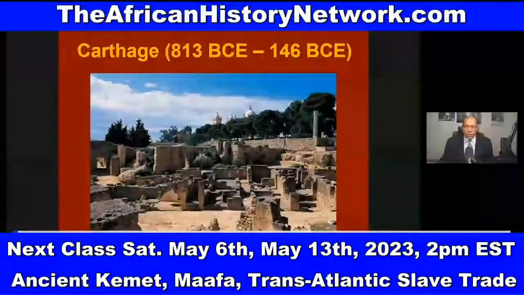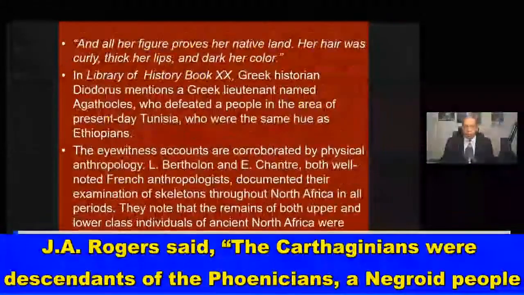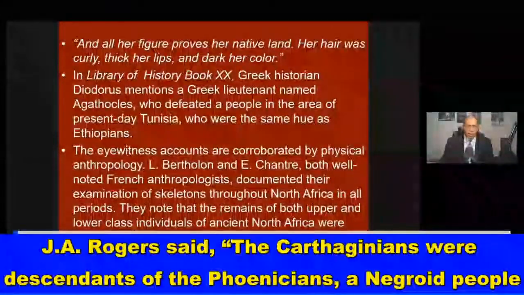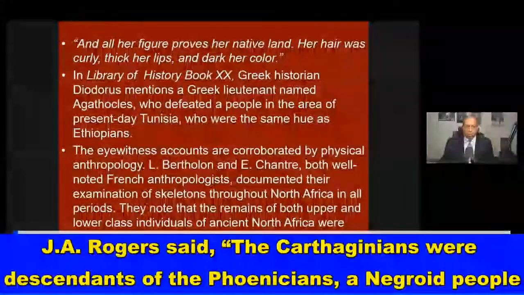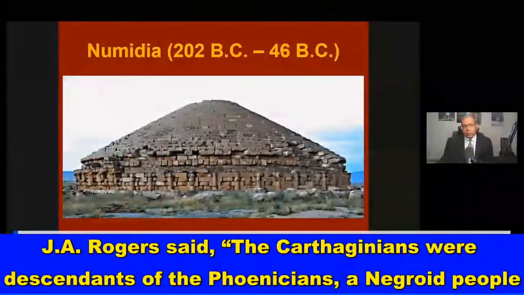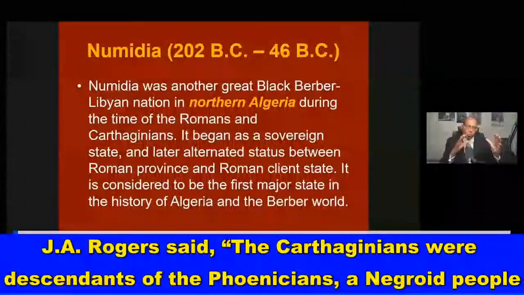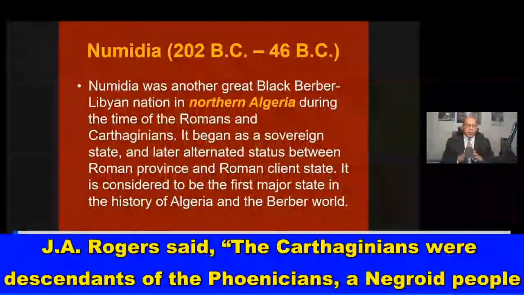Okay, so we have Carthage. Europeans try to claim Carthage for themselves also, and we deal with Carthage in the class. And the Punic Wars, we talk about Numidia also, which existed from about 202 BC to 46 BC, because we go through and we'll look at different African civilizations. We'll go through and look at a chronology of thousands of years of history.